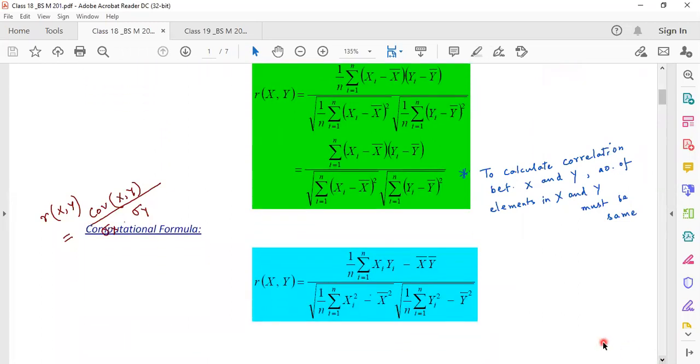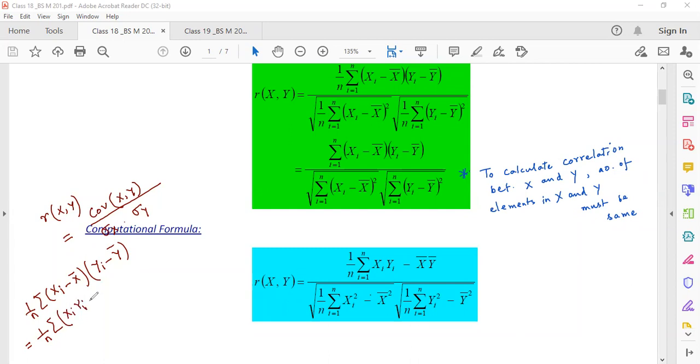Another computational formula is there, which you can use sometimes. For example, the actual formula for the covariance is 1 by n summation xi minus x bar into yi minus y bar. Now what you can do is take the product of these two factors, and operate the summation on each of these items. Let's see what is happening over here.